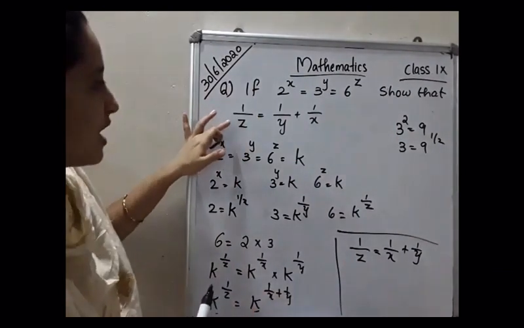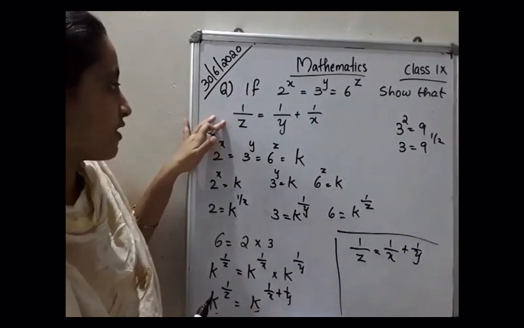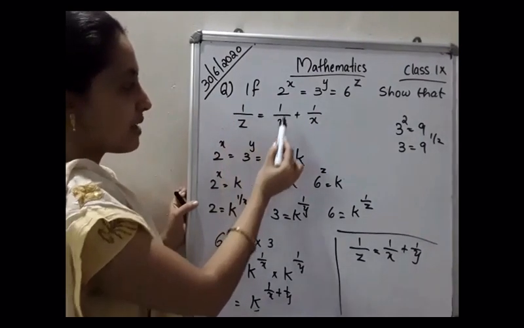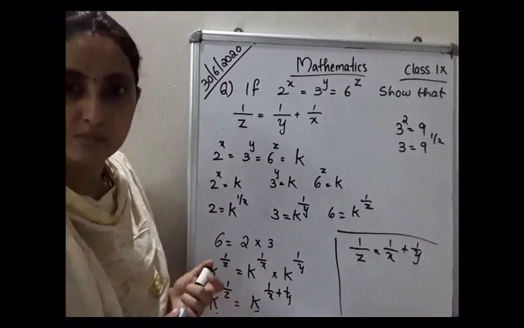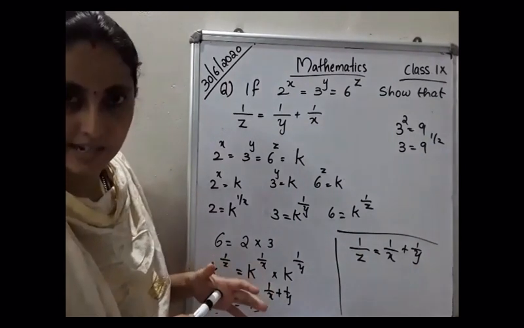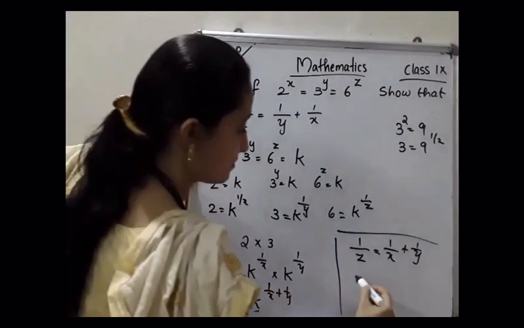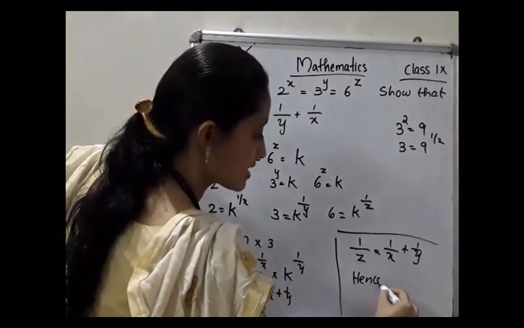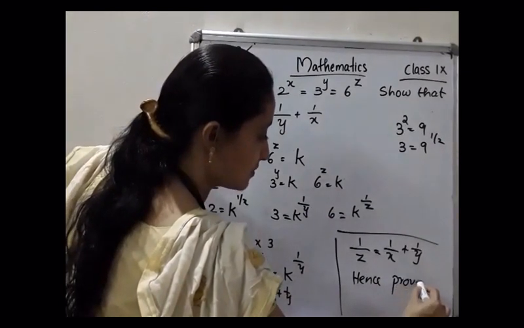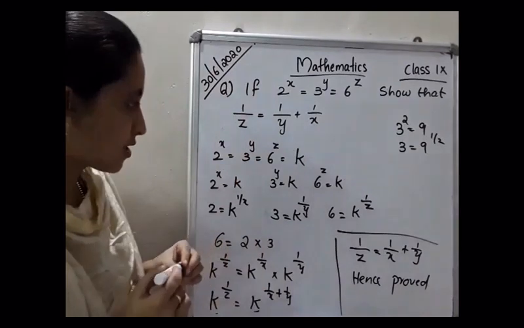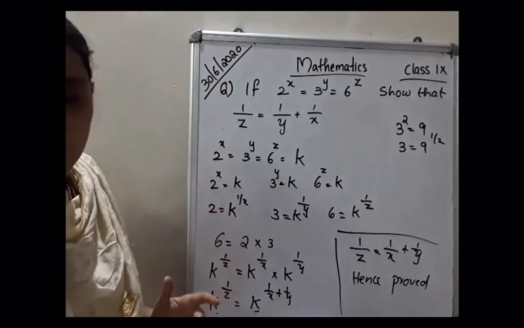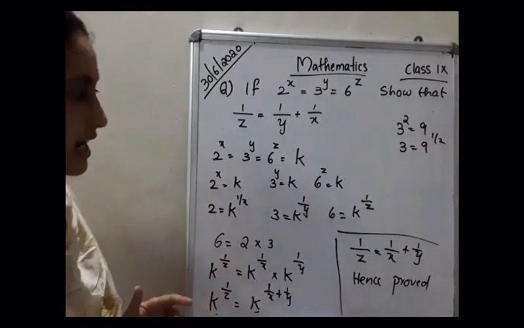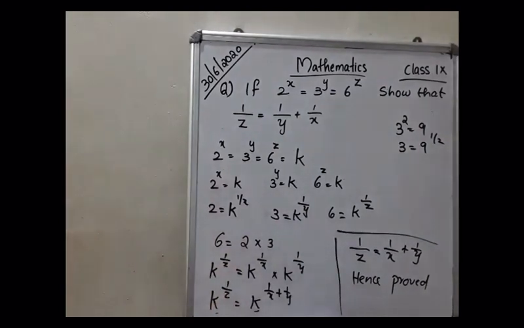So please go through here. What we want to prove is 1 by z is equal to 1 by y plus 1 by x. Here we got 1 by z is equal to 1 by x plus 1 by y. Both are same. Hence proved. Hope you understood this question. Please go through each step carefully, then only you have to write in your notebook. So after that we will move to the next question.